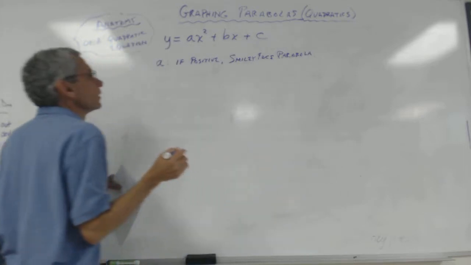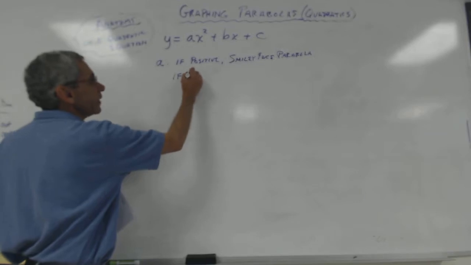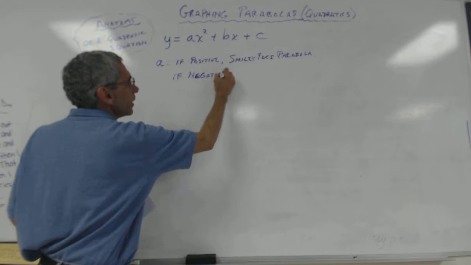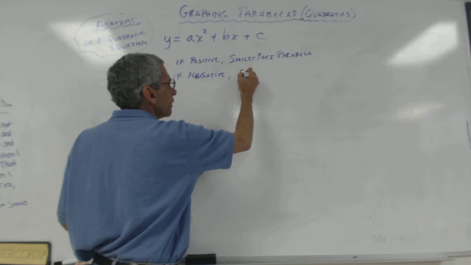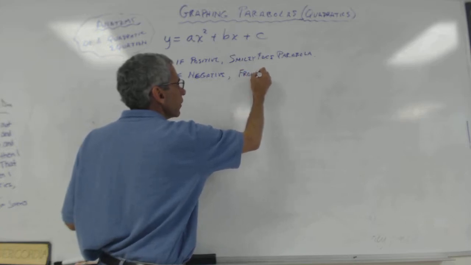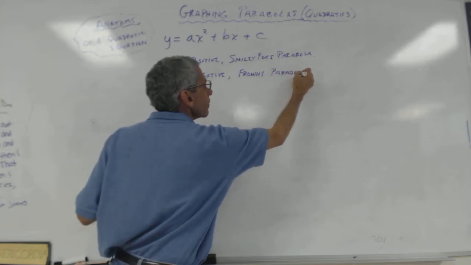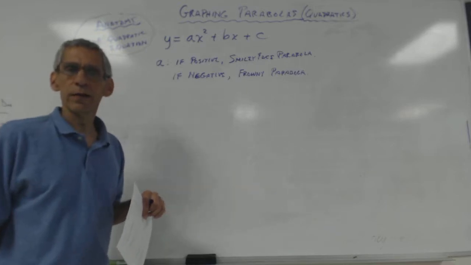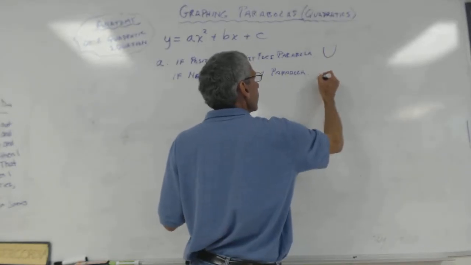Unfortunately, not everybody's always happy. If A is negative, he's thinking negative thoughts and having a very bad day, and he has a frowny face, a frowny parabola. So a smiley face will look like this, and a frowny face will look like that. Those are the two kinds of parabolas you can get.